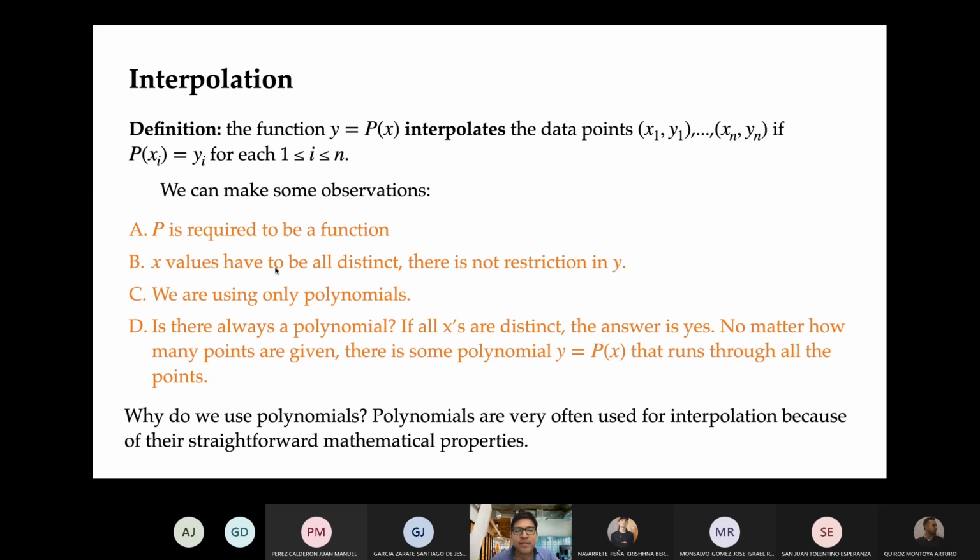The x values have to be all distinct. So we cannot have same values of x. There is no restriction in y. So we can have same values of y, but we cannot have same values of x.